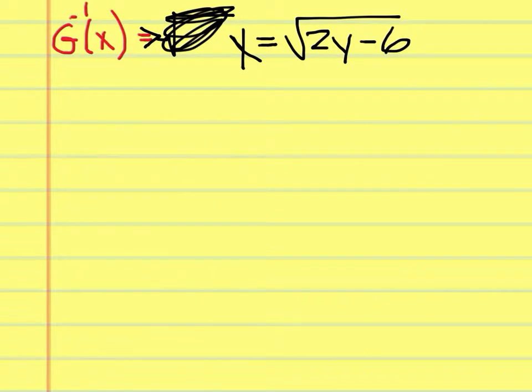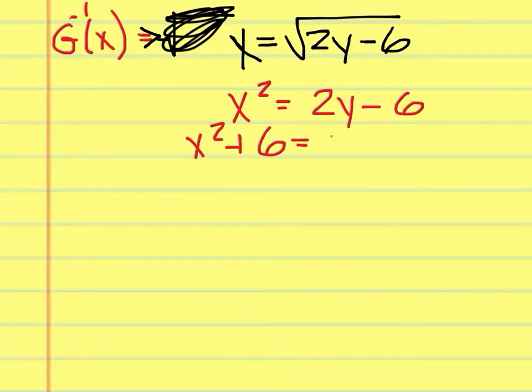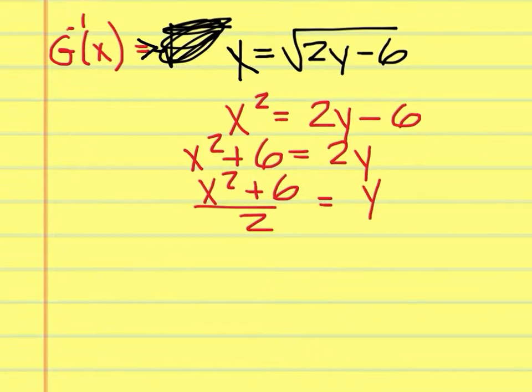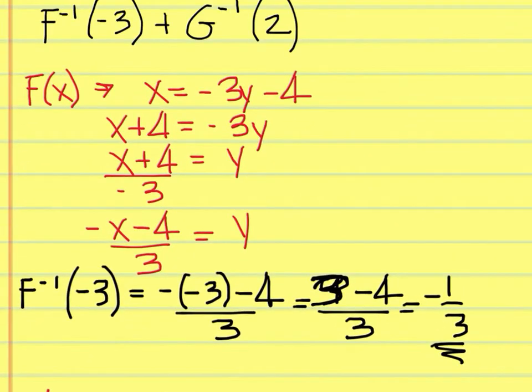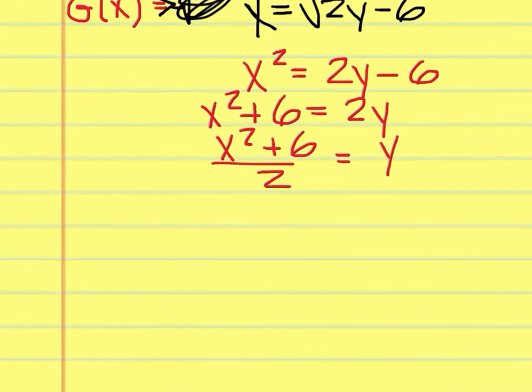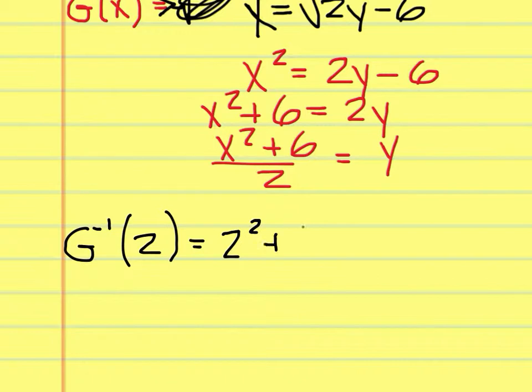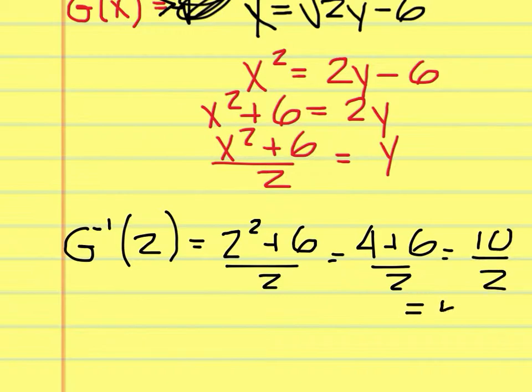We have to square both sides, and then move the minus 6 to the left. Divide by 2. And now we have to evaluate that for positive 2. So the inverse of g of 2 equals 2 squared plus 6 divided by 2, which is 4 plus 6 over 2. 10 over 2 will give me a 5.